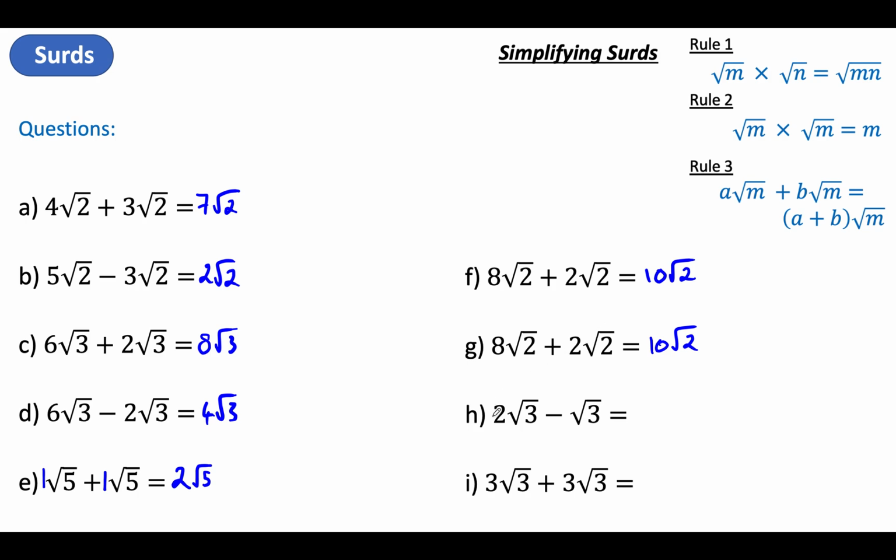That's a bit crazy. 2 root 3 minus root 3. Remember, this doesn't leave 2. What we've got here is 2 lots of root 3, take away 1 lot of root 3, just leaves 1 lot of root 3. And we don't put a 1 in front of it. You just don't need to do it. It's a bit like 1x, you just write x. If you've got 1 lot of root 3, you just write root 3. And 3 root 3 plus 3 root 3 is 6 root 3.